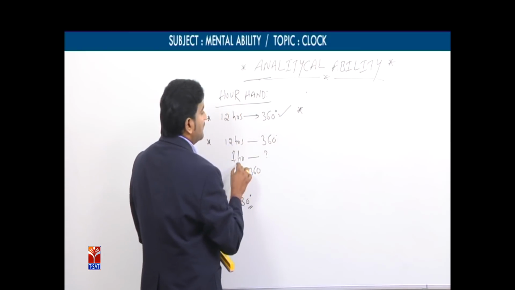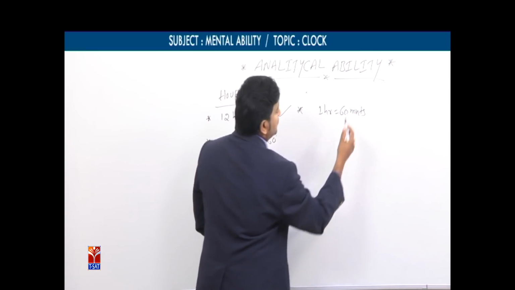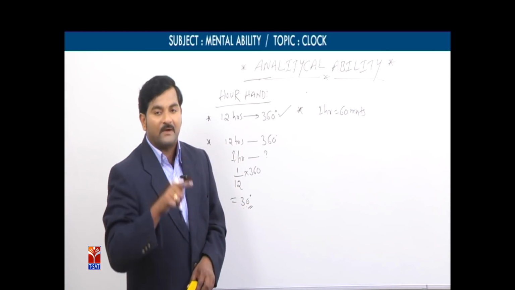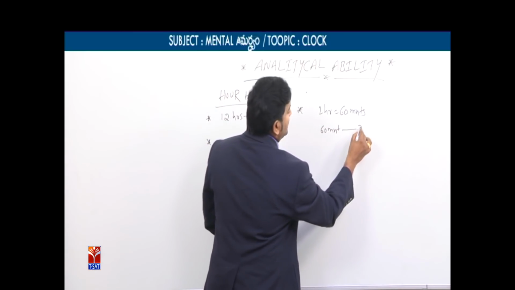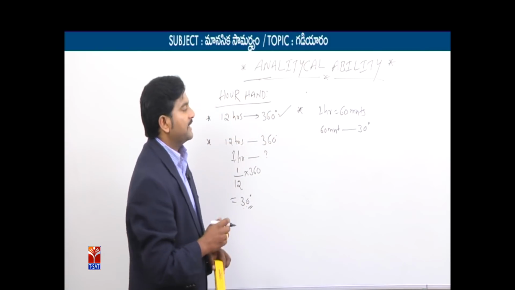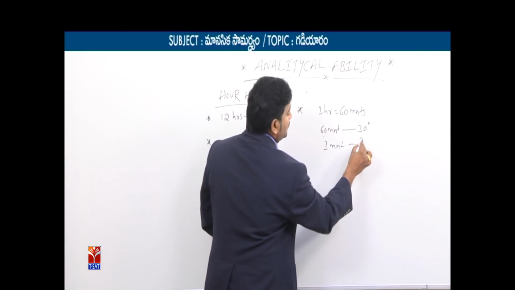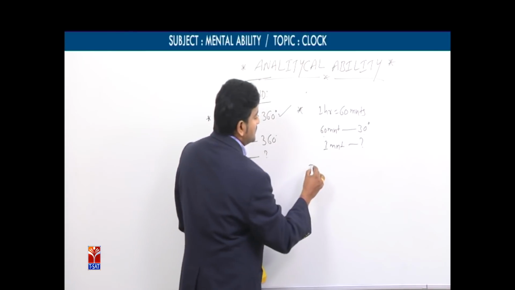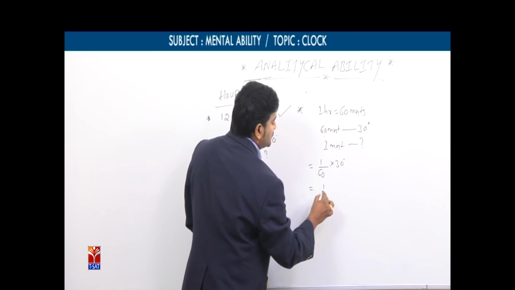Let's say 1 hour, we know already, equals 60 minutes. The hour's hand makes 30 degrees in the span of 1 hour, which means the hour's hand makes 30 degrees in the span of 60 minutes. If 60 minutes is 30 degrees, then 1 minute equals how much? Again a small mathematical calculation, you need not worry about this. That equals 1 by 60 into 30 degrees, which is half a degree.